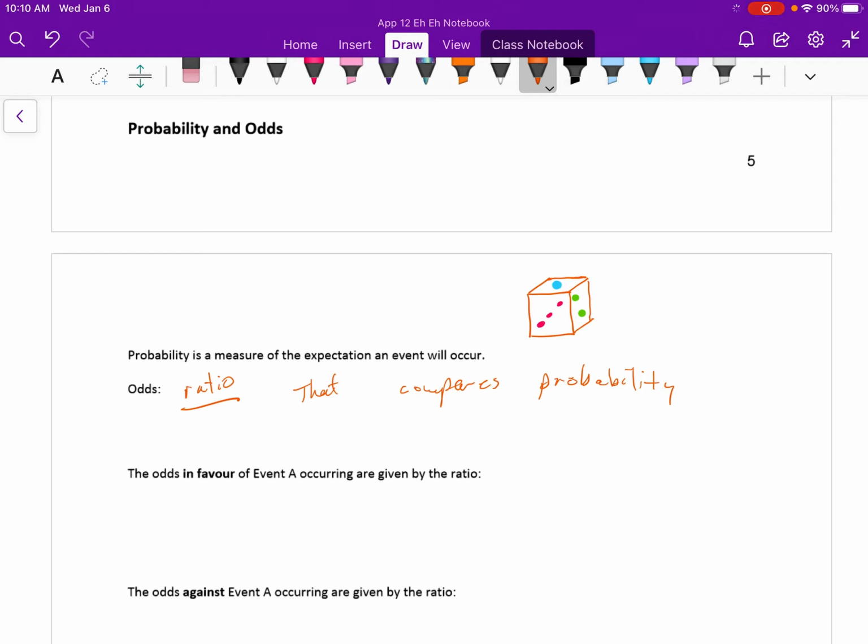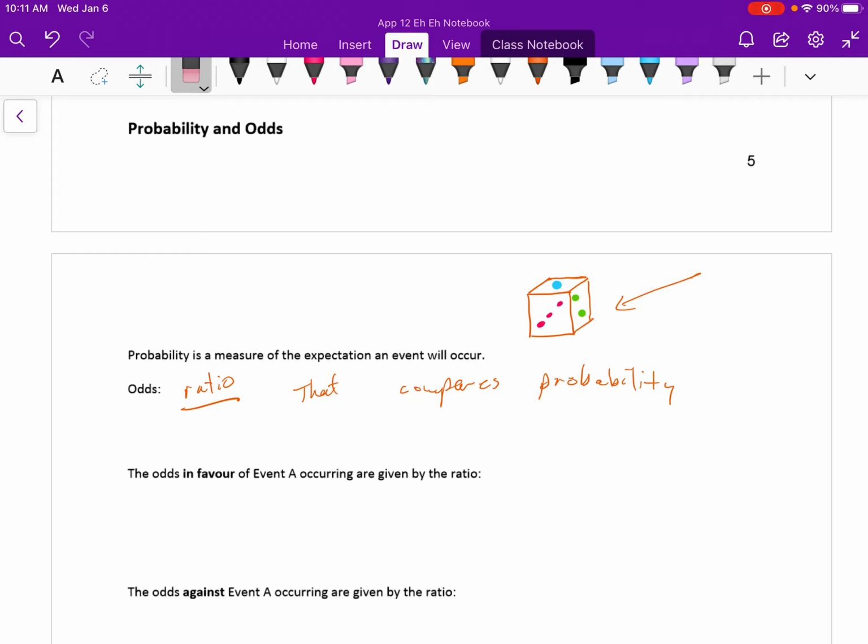In case you forget, I'm going to use this die. Everybody understands a die, one dice, right? It's fairly intuitive. And the probability expressed as a fraction is 1 over 6. Let's say I'm trying to roll a 2. The probability expressed as a fraction is 1 over 6. Odds express it a little bit differently. They express it as a ratio.